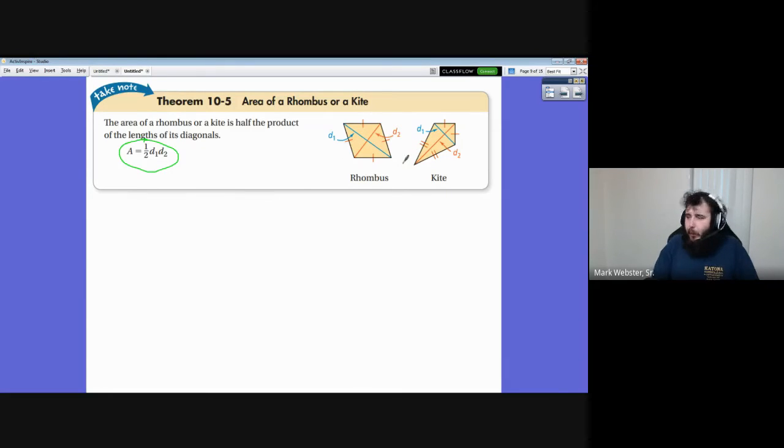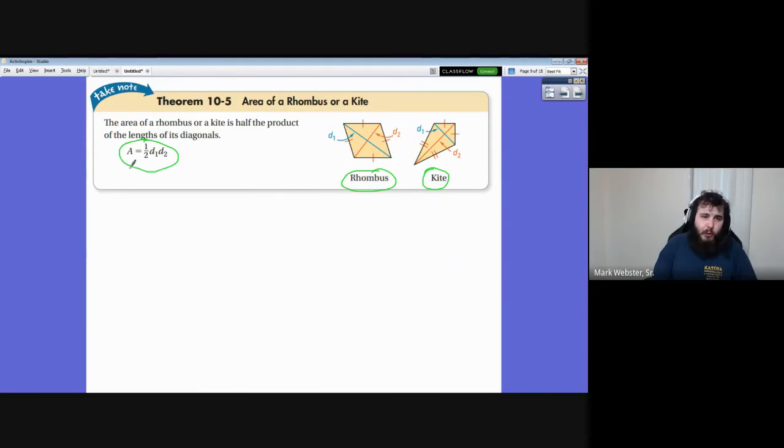I want to point out for a kite, that's the one that works. For a rhombus, remember a rhombus is also a parallelogram. So with a rhombus, you have lots and lots of options. You could still do base times height for a rhombus. But if they give you the diagonals, then use that one instead.